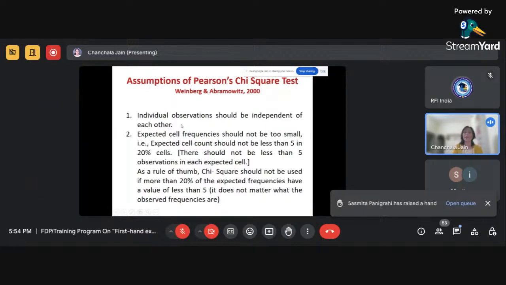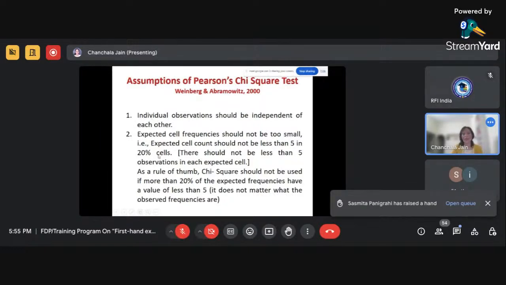That means I should collect data from one person only once. Say, for example, I am part of a survey. If I record my responses only once, that way I would be able to meet this first assumption. This is the precaution to be taken by the researcher. He or she needs to be very careful to collect the data from one person only once. That way you can meet the first assumption of the chi-square test.